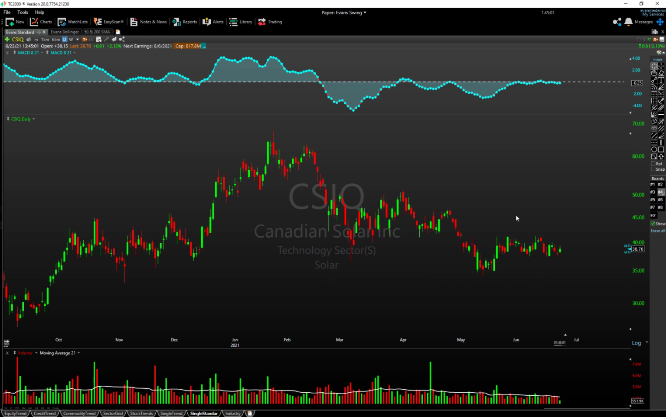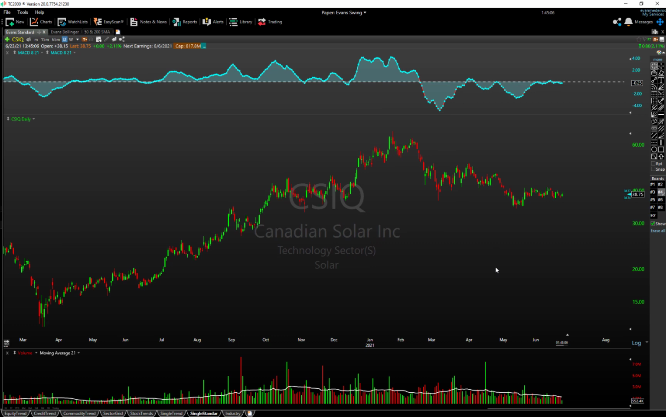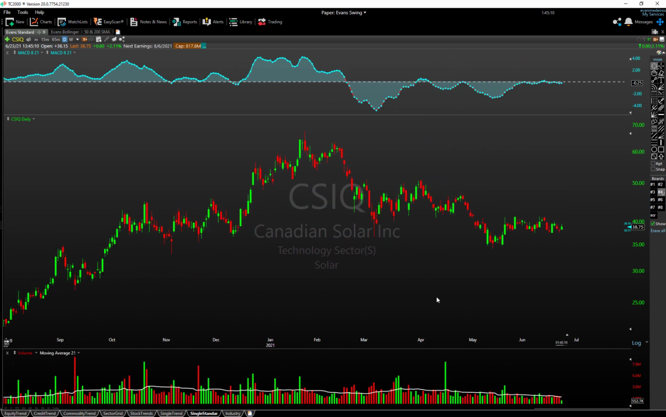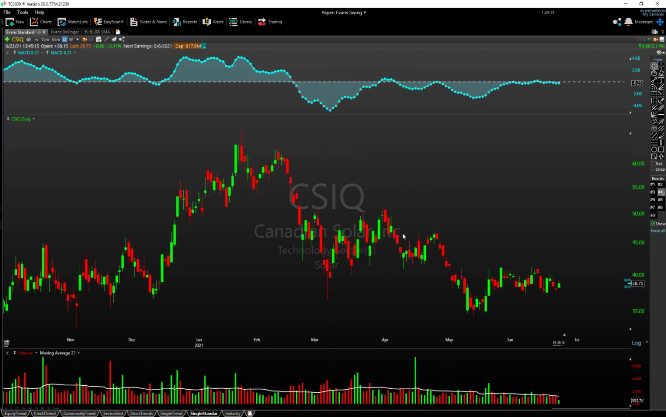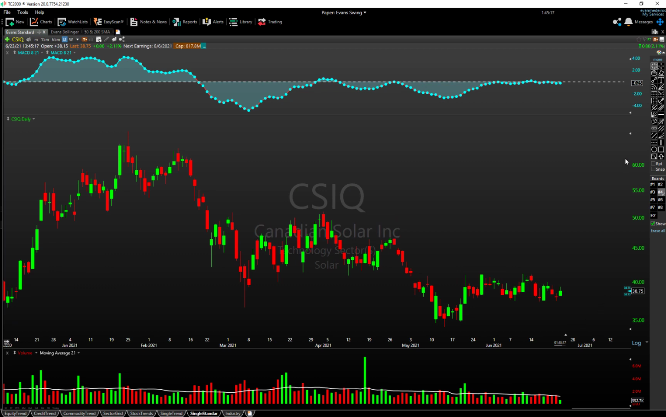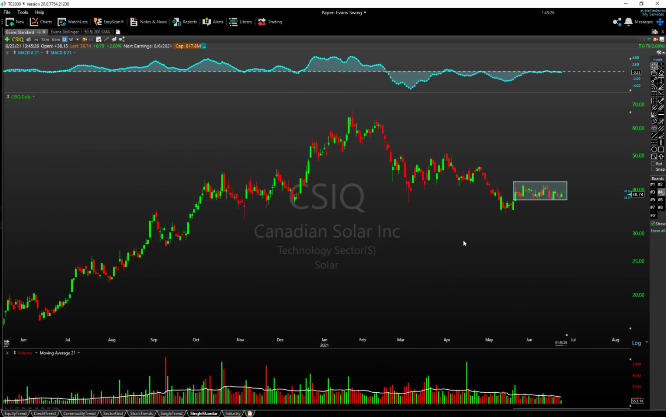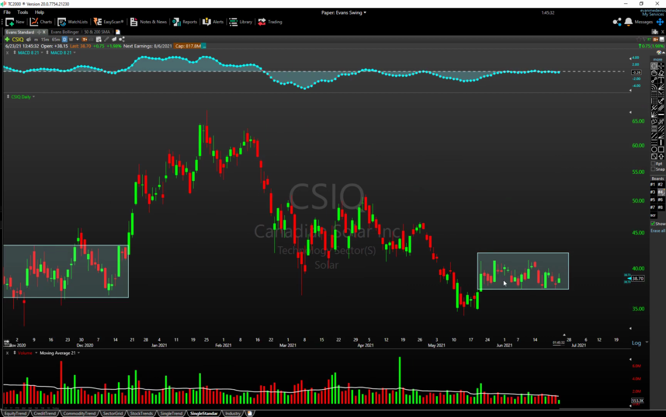So the first one here is CSIQ, Canadian Solar. You can see this has been in a pretty strong uptrend for the past 12, 18 months now, but over this year, basically, it topped out around $60 and it's been consolidating. And if you look at this tighter range here, you can see that we've got a nice tight consolidation going on. This is coming right where it was spending a lot of time back here in late 2020.